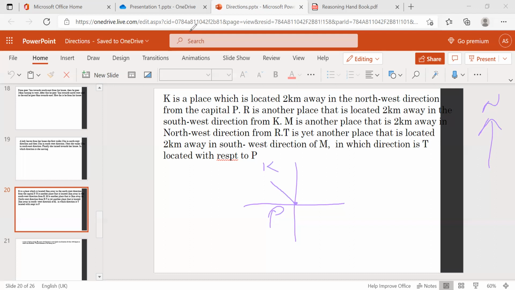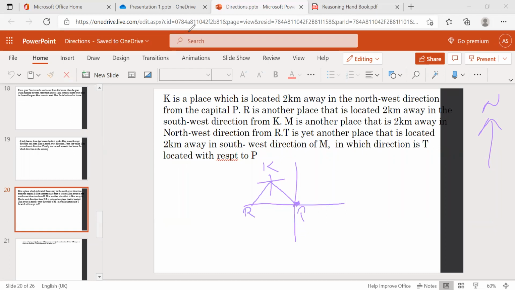This point is P. Now, R is another place that is located 2 kilometers away in the southwest direction from K. From K, southwest direction, this one. How many kilometers? 2 kilometers. Like this, right? And this is R.